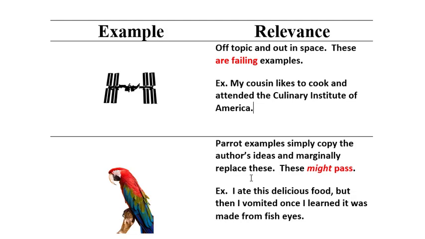The second type, these may pass. I like to call these Parrot examples, because what they do is they simply copy the author's idea and then marginally replace this. An example of this would be from Clyde Kluckhohn. If you remember the example he came up with eating rattlesnake and finding it delicious and then vomiting. Well, I could come up with 1,000 different examples like this, right? I ate this delicious food and it tasted a lot like chicken. It was a little bit greasy but long and stringy. But then I vomited once I learned that it was made from fish eyes. I just couldn't handle it.